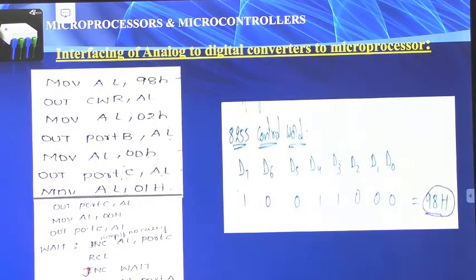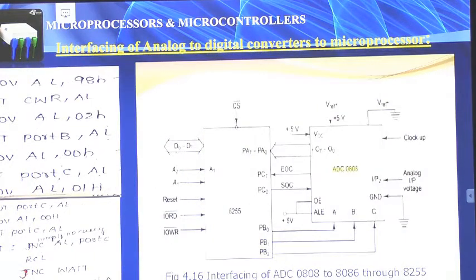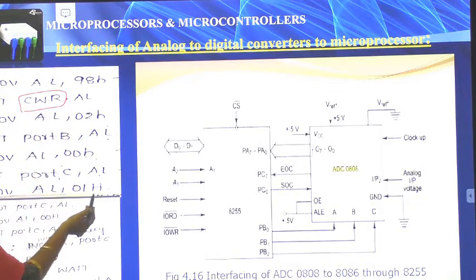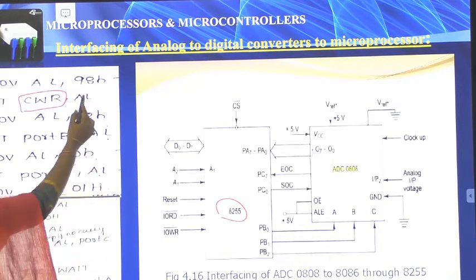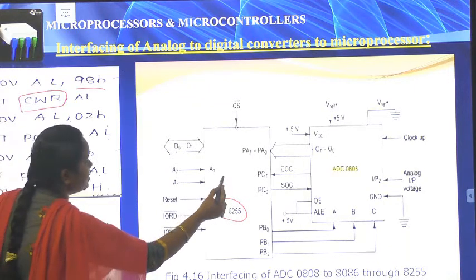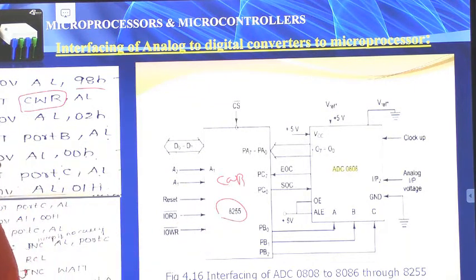See here, this is the program. This is the program for initializing the CWR register. For initializing the 8255 IC, we are using the 98H specification. We are initializing 98H in the CWR register, which is present in the 8255 PPI.